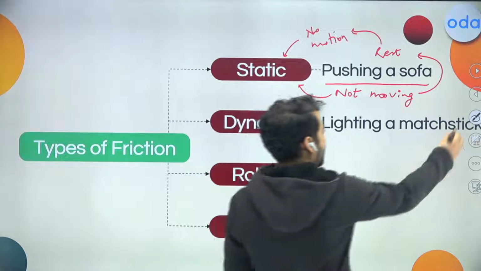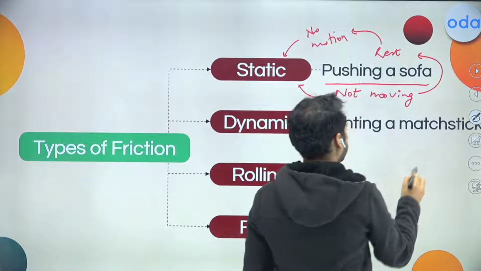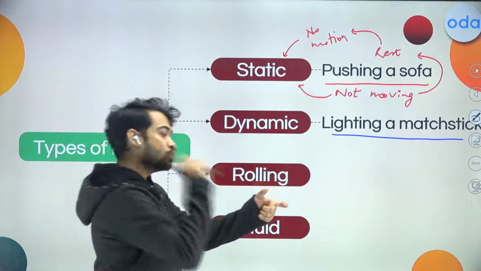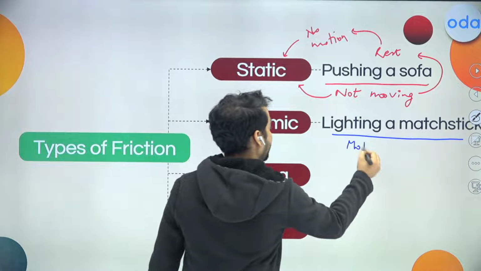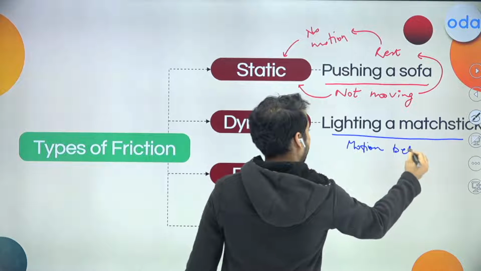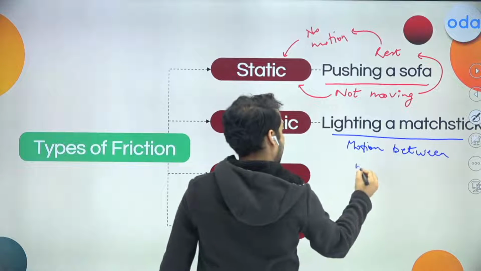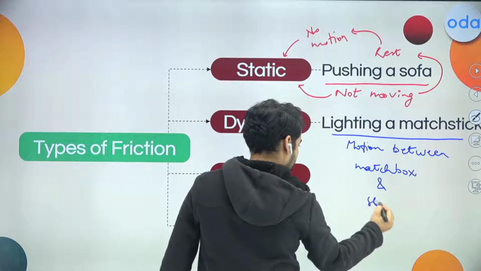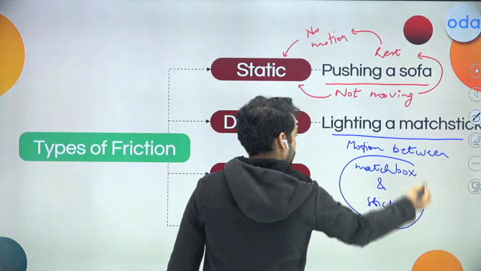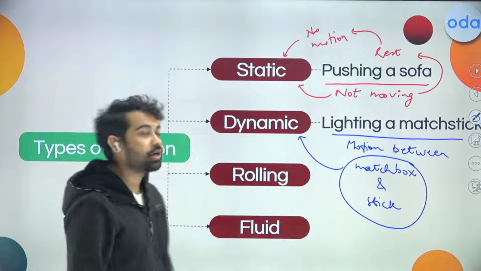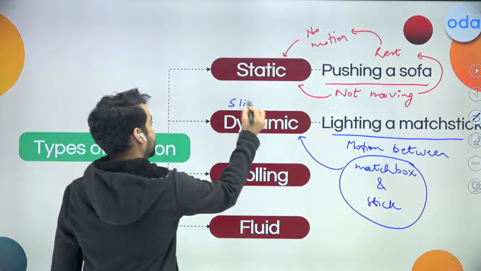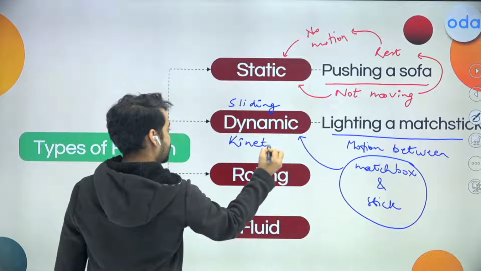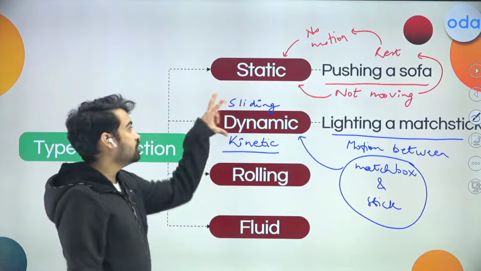What about the next one? If I light a matchstick, what is going to happen in this case? If you have ever tried it, there is motion. Where is this motion? This motion is between the matchbox and the stick, the fire stick that you have. So that is why I will call this dynamic friction, or maybe I'm going to call it sliding friction, or maybe I'm going to call it kinetic friction. All right. So these were the two.